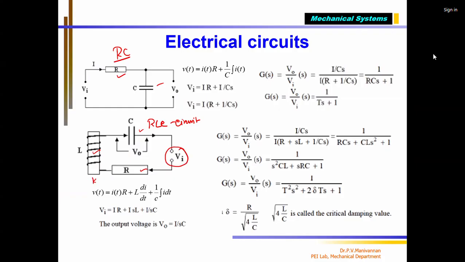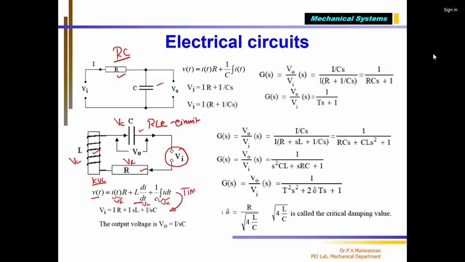Using KVL, Kirchhoff's voltage law, the time domain equation: V of I, the input, equals VR, the voltage drop across the resistor, plus VL, the voltage drop across the inductor, plus VC, the voltage drop across the capacitor. So now the circuit is closed. This is called the KVL equation, the voltage drop across all the components equal to the input voltage. So from this I take the Laplace transform.